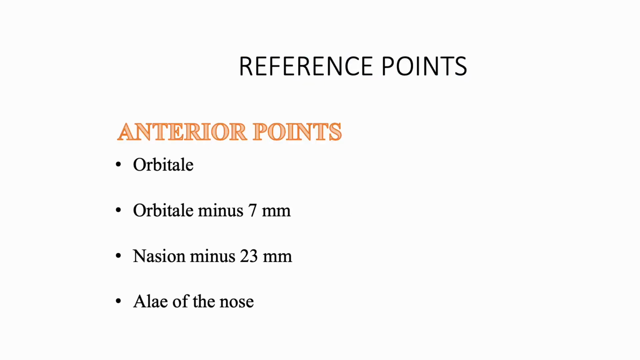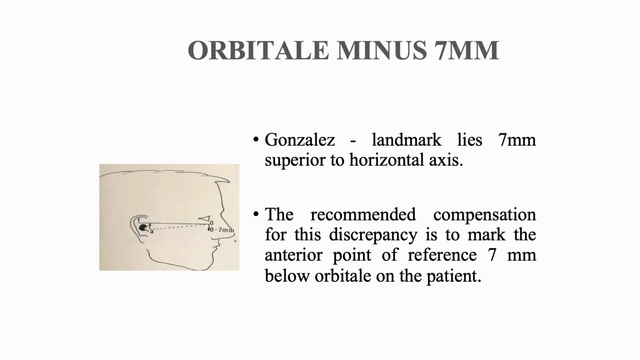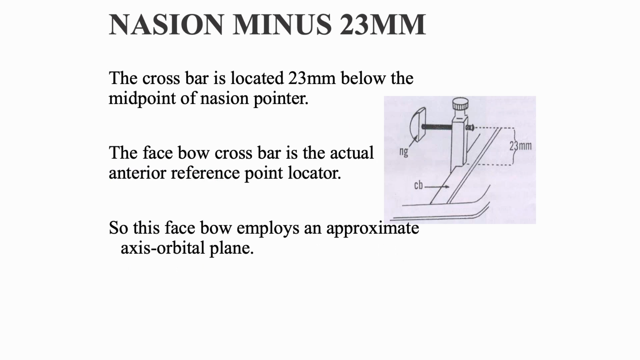These are examples of anterior reference points. We have orbitale minus 7 mm, nasion minus 23 mm, and ala of the nose. Orbitale is the lowest point of the infraorbital margin. It is palpated easily on the overlying tissues and skin, and along with 2 posterior reference points is used for simulating the FH plane or the ala-tragus plane. Orbitale minus 7 mm was given by Gonzalez. He was the person who recommended this technique for location of the maxillary plane.